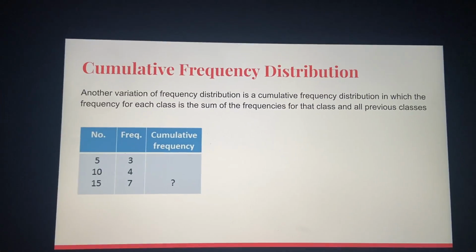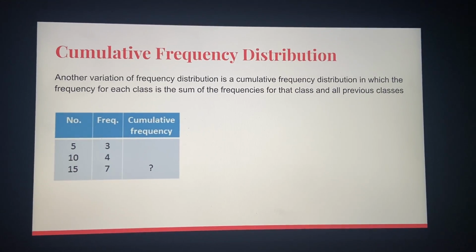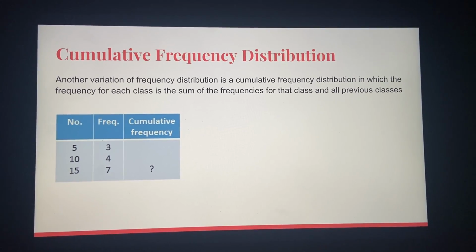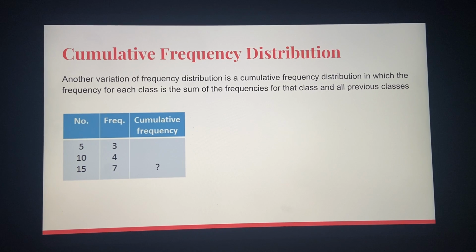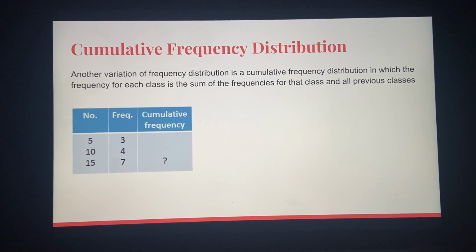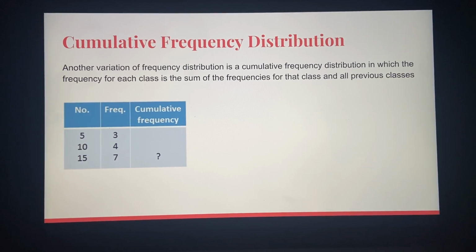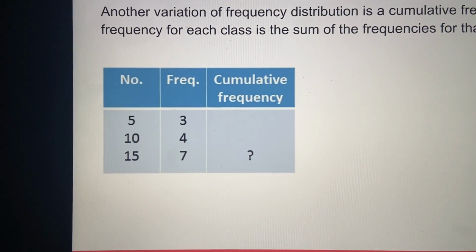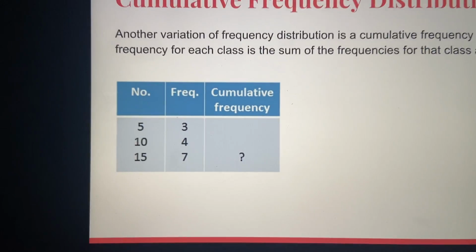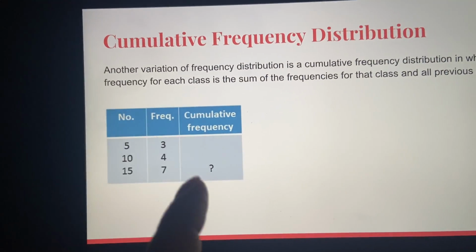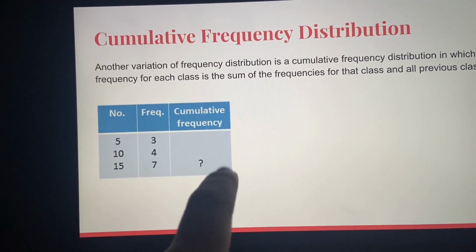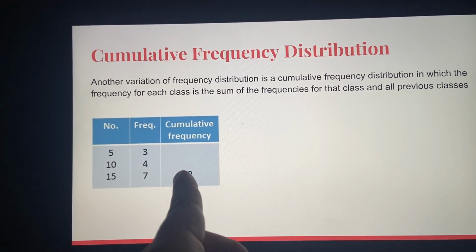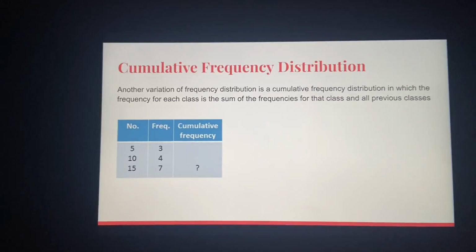Okay, and now we are going to be discussing cumulative frequency distribution. Another variation of frequency distribution is a cumulative frequency distribution in which the frequency for each class is the sum of the frequencies for that class and all previous classes. And here is an example of that. So you got the sum, and then you got the frequency, and right here, that's when you would plug in the cumulative frequency that takes the sum of these and just inserts that information right into this third section.